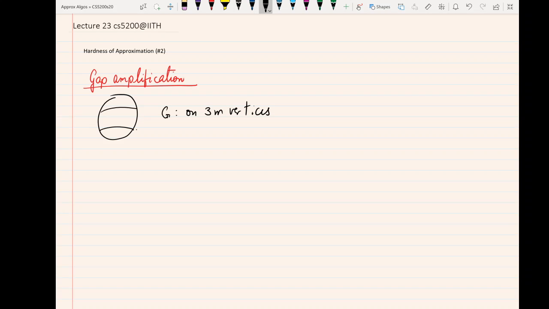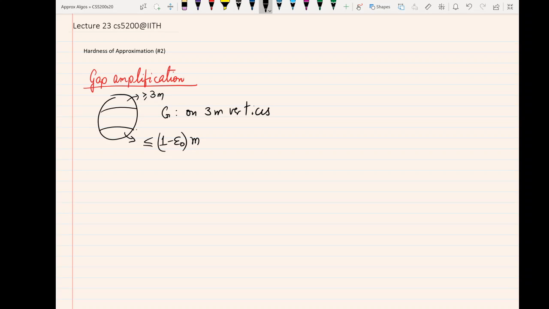So you had a graph on 3m vertices, okay, where m was the number of clauses in your 3-sat formula from which you reduce, right? So that doesn't really matter over here. We had a graph on 3m vertices, and you had to decide whether there's an independent set, or rather, let me say, a clique in the complement graph of size at least 3m, or less than or equal to (1 minus epsilon naught) m.